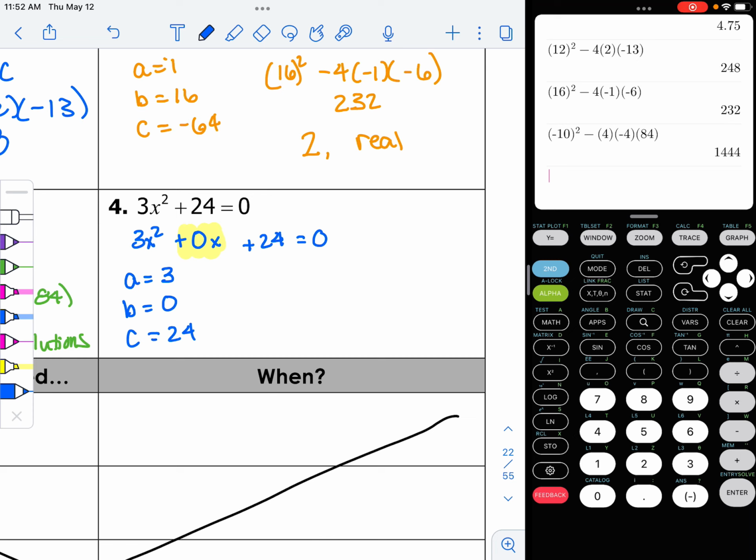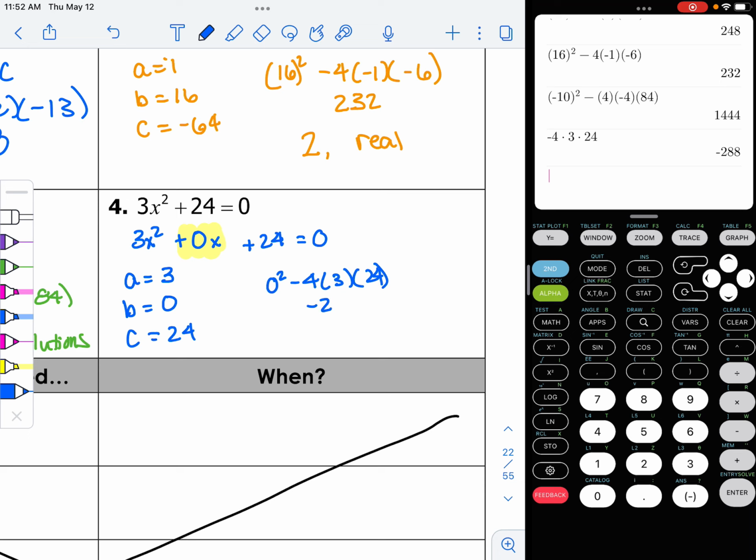So doing this discriminant, I have b squared minus 4 times a times c. 0 squared is 0. So negative 4 times 3 times 24 gives me negative 288. My discriminant is negative, so I will still have two solutions, but this time they're going to be imaginary. There would be an i in my answer if I actually took the square root.